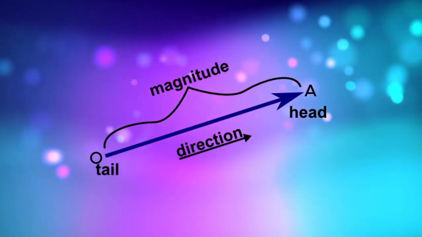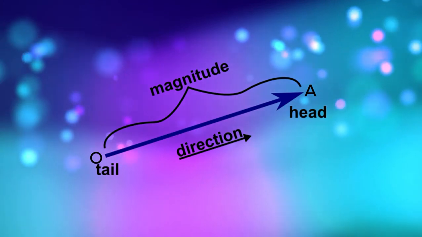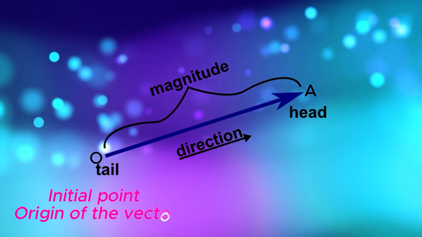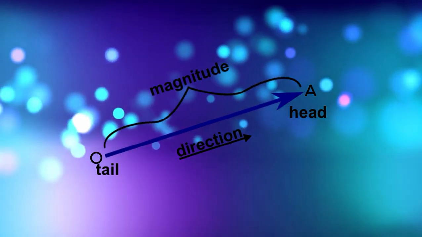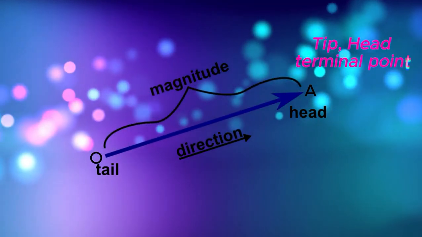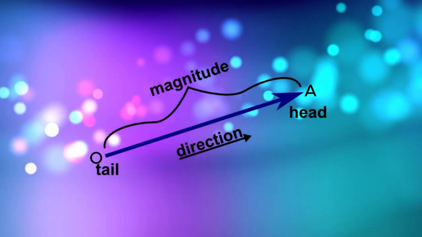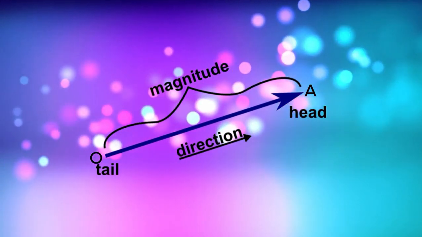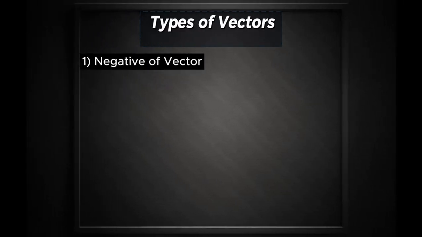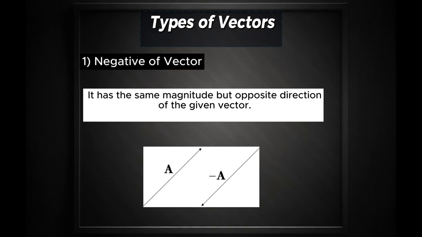The point O from which the arrow starts is called the tail or initial point, or origin of the vector. Point A, where the arrow ends, is called the tip or head or terminal point of the vector. A vector can be replaced by another when its direction and magnitude are the same. Types of vector. 1. Negative of a vector. It has the same magnitude but opposite direction of the given vector.